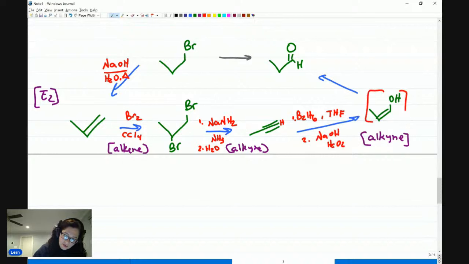This right here is an intermediate that is not really isolated, but I do want to show you that it goes through the enol intermediate. And then, and this will happen automatically, keto-enol tautomerization. We're already in base, so we don't need to do anything. We'll get the more stable, in this case, it's an aldehyde, but it's the keto form for the keto-enol tautomerization.